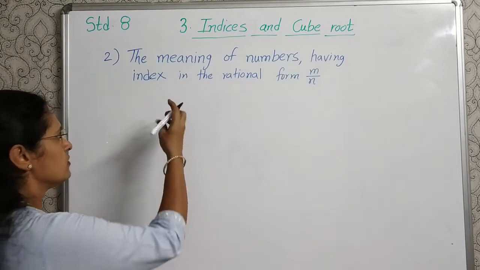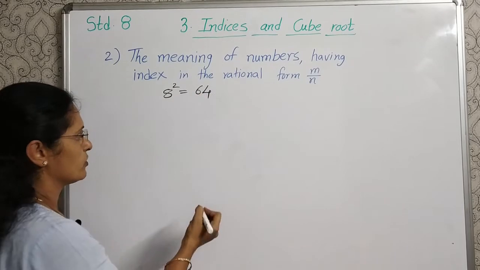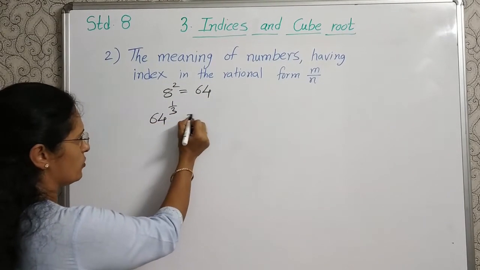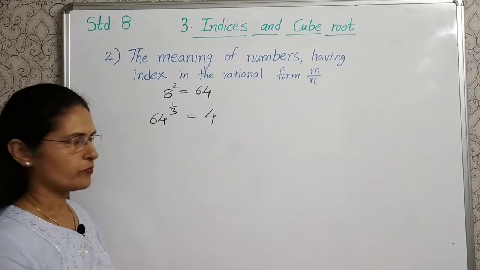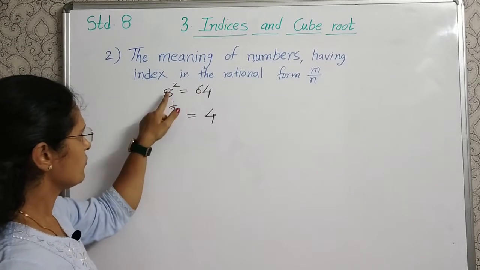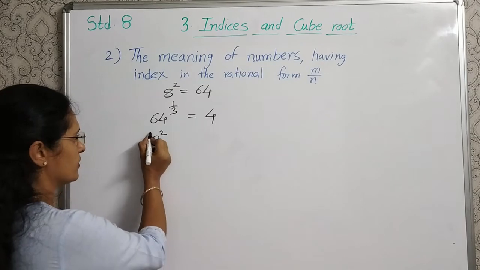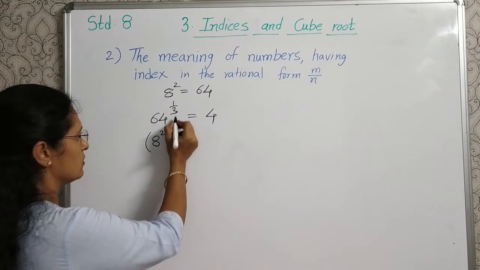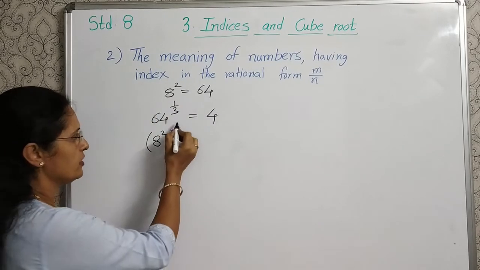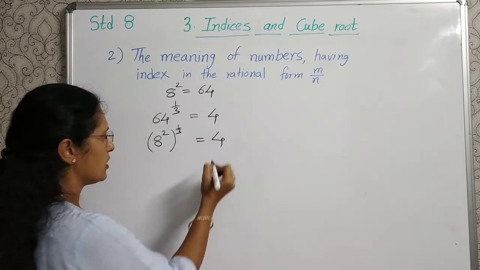Now you know that 8 square is equal to 64, and you also know that cube root of 64 is equal to 4. Now for this 64 we can write 8 square, because 64 is 8 square. So remove this and write here 8 square, and the index is 1 by 3. So cube root of 64 we can write as cube root of 8 square, and the answer will be the same.